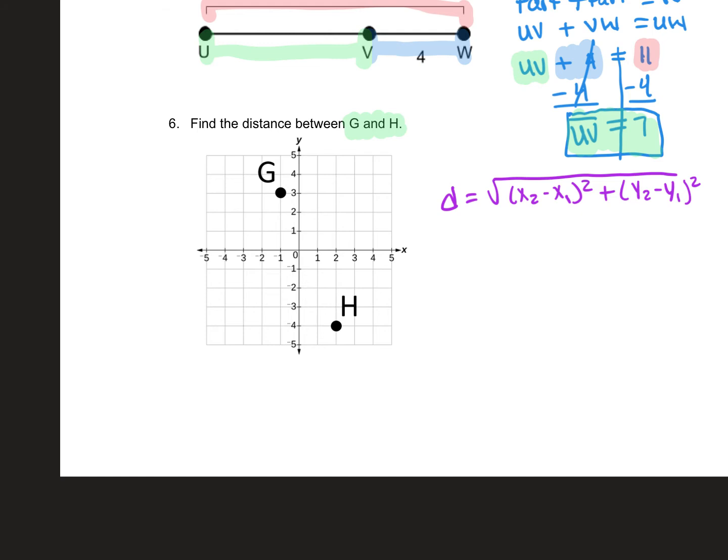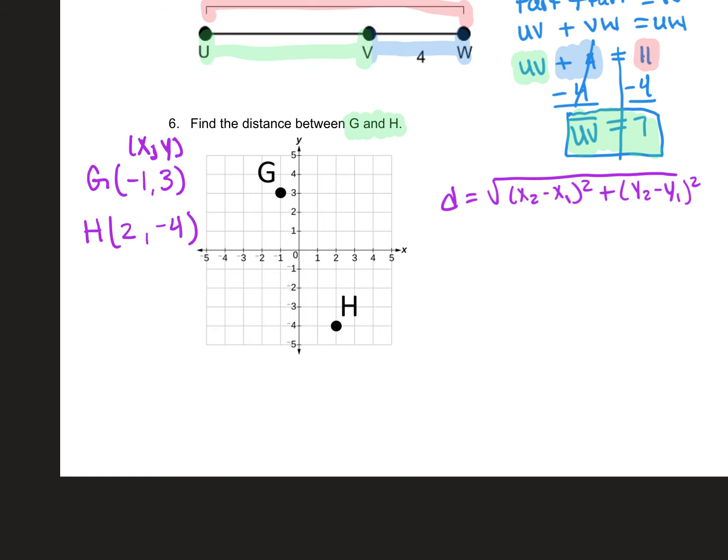And so then the next thing we need to do is label our points. So let's go ahead and pull out point G and H, because that's what we're working with. So point G is going to be located at -1, 3. And that's because all of our points go x, y. We need to remember that. And then for point H, we're going to go ahead and plug in. H is going to be at 2, -4.